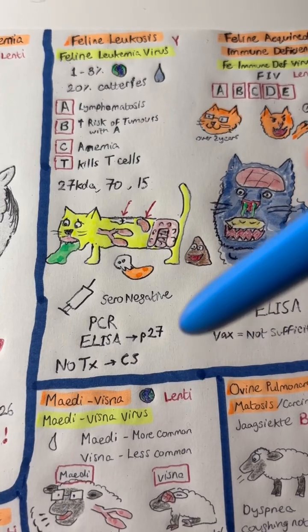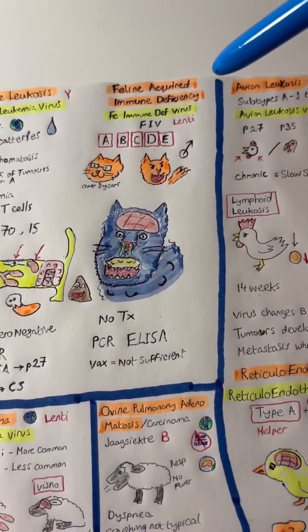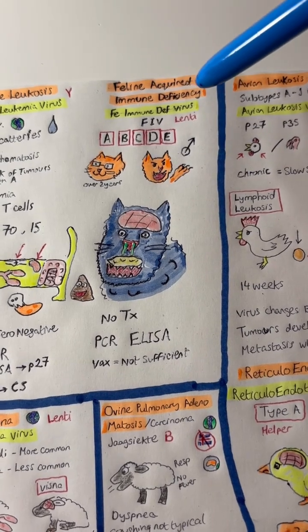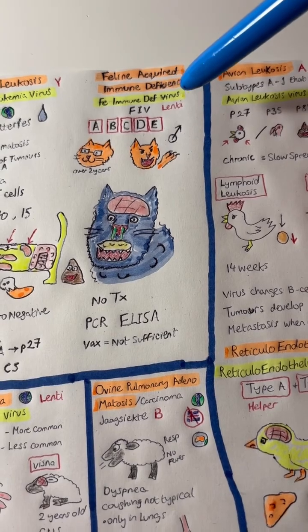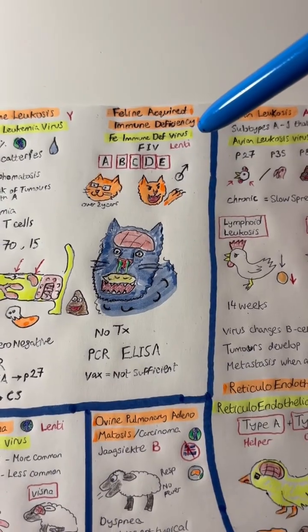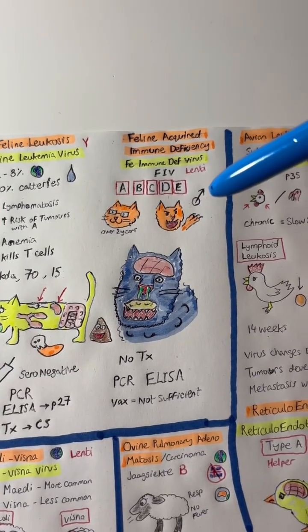You only vaccinate seronegative cats. Feline acquired immune deficiency disease has a feline immune deficiency virus, which is known as FIV for short. It is a part of the lentivirus genus. It is found in around 1 to 4% of healthy cats and 40% of diseased cats.